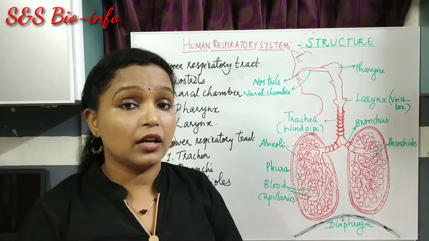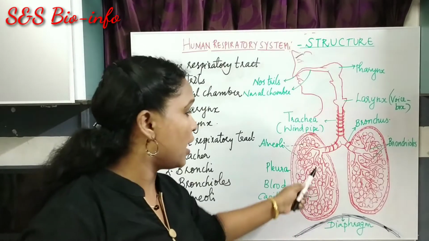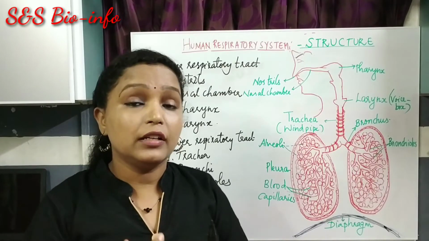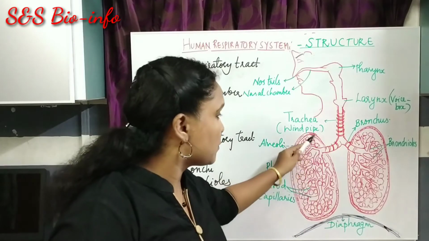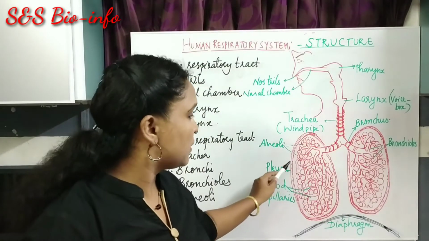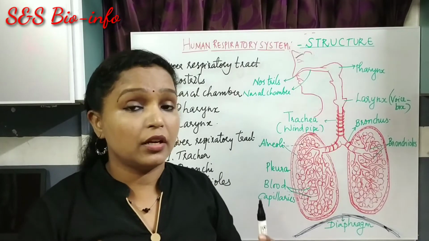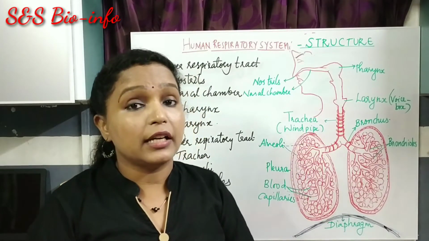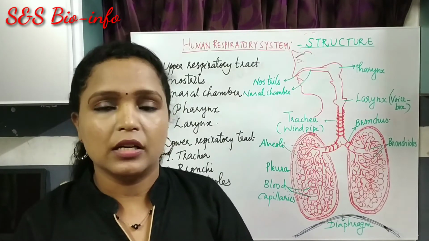Why is it pinkish in color? Because of the blood capillaries. The alveoli are richly supplied with minute blood capillaries in the lungs. As the alveoli are filled with air, the lungs are spongy in nature. The lungs are protected by a double-layered structure. Here you can see the pleura. This pleural membrane contains pleural fluid. It protects the lungs from external shocks and injuries. Then, let's understand that lungs are the most important organs of the human respiratory system.